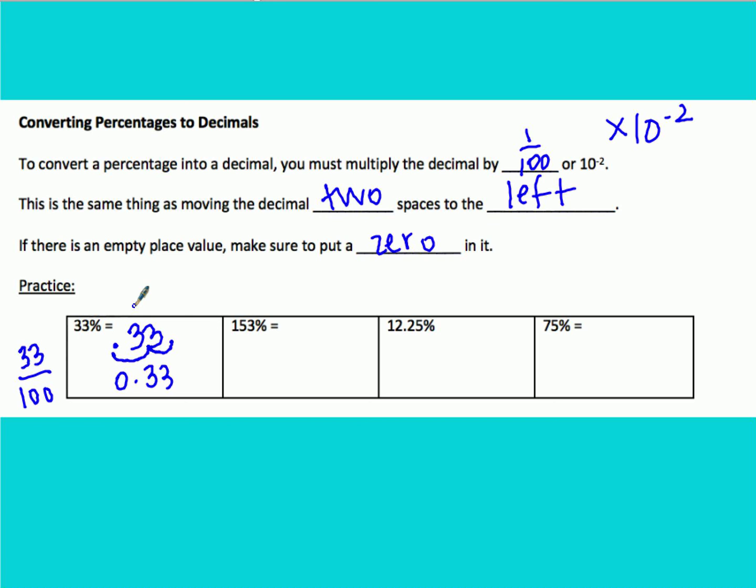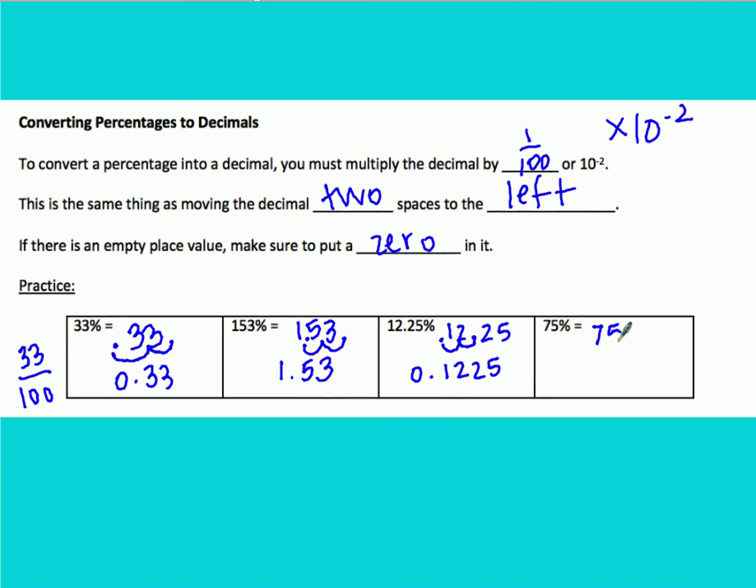As we look into our next example, we have 153%, and yes, you can have a percentage that's over 100. So we have 153, the decimal's all the way to the right. We are moving it 2 spaces to the left, so it becomes 1.53 as a decimal. 12.25%, our decimal is right here. We're moving it 2 spaces to the left, and now we've made 0.1225 or 1,225 ten-thousandths.